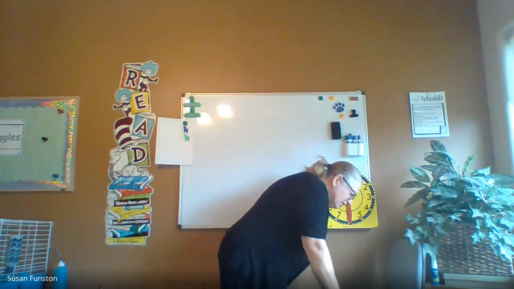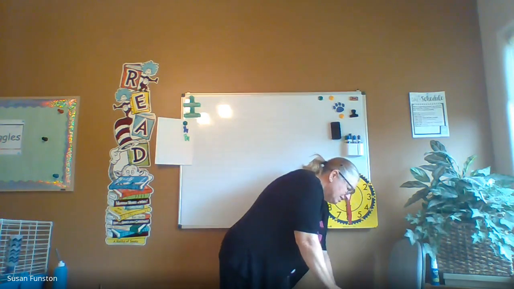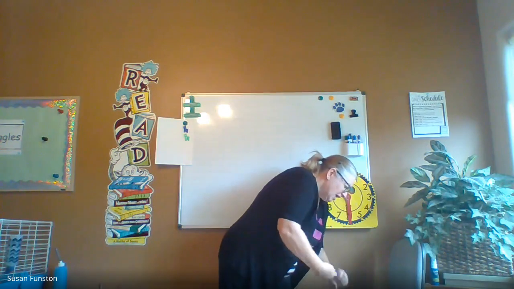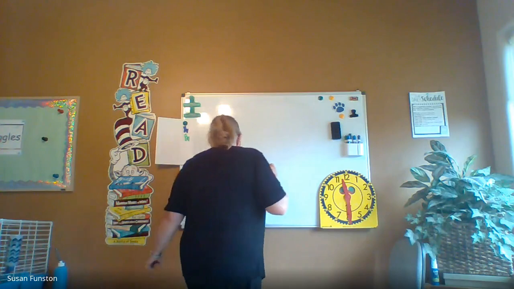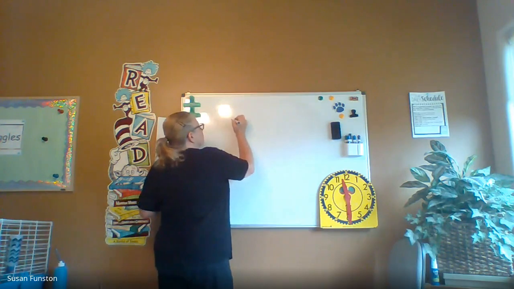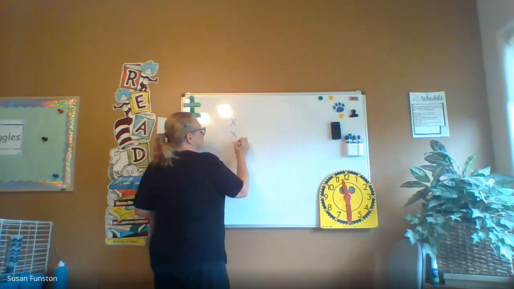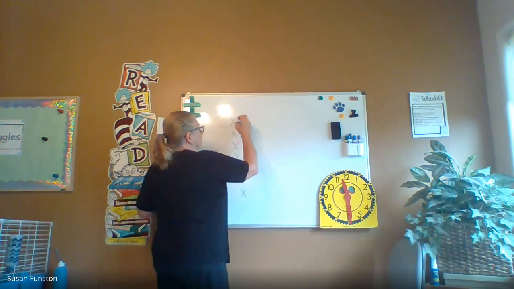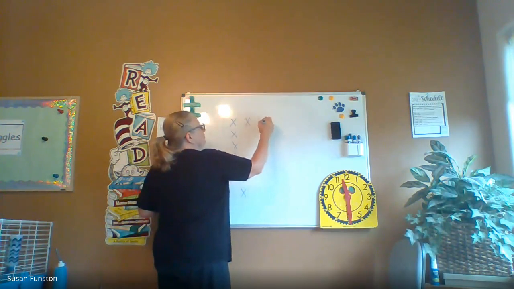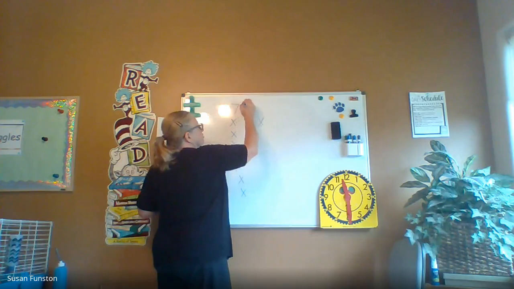Very nice. All right, we're going to look at some number bonds today. So first I'm going to draw an array that shows 7 times 3. So I'm going to make 7 rows. 7 rows of 3. Remember, this array is going to show 7 times 3.